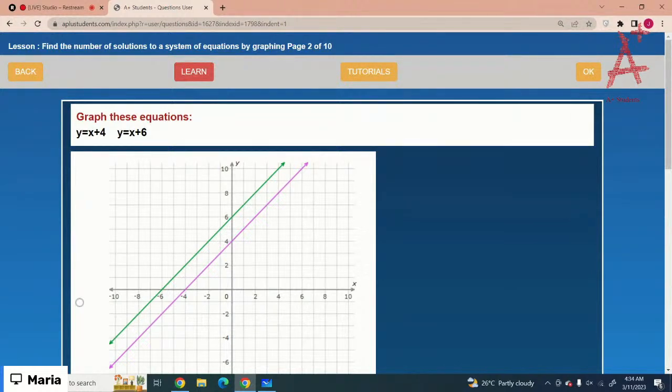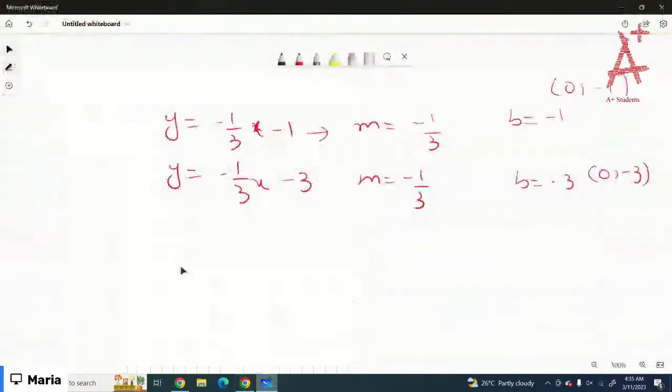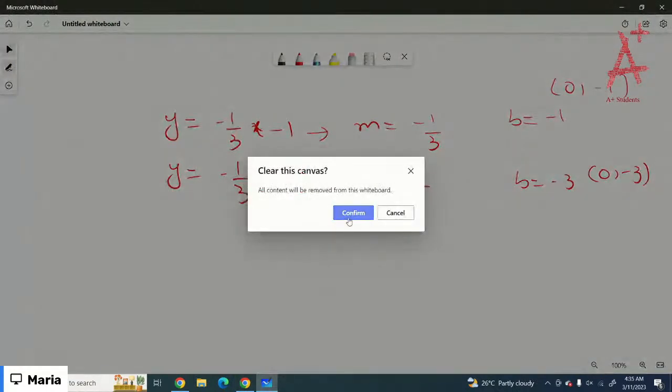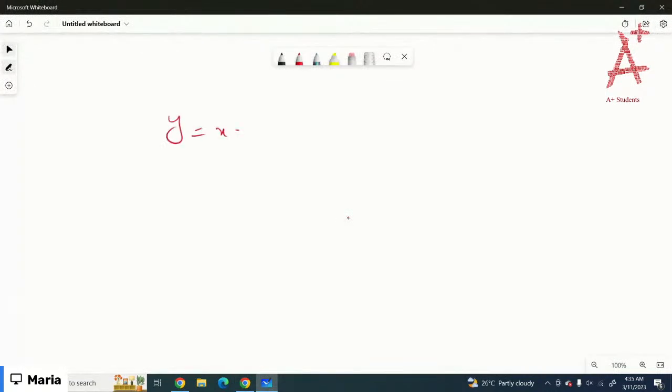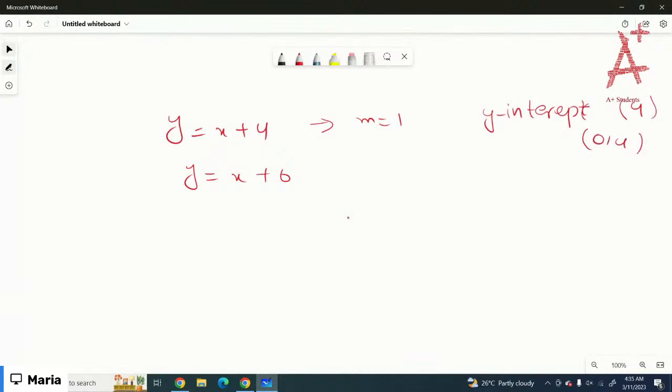Okay, the next one is graph these equations: y equals x plus 4 and y equals x plus 6. So for this one, m equals 1 and the y-intercept is 4. That means the point is (0, 4). X is 0, y is 4. For this one, the slope is 1 and the y-intercept is 6. That means the point is (0, 6).